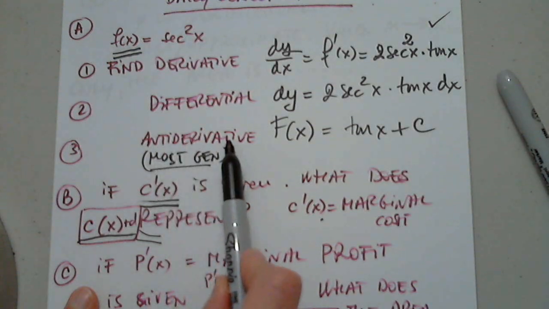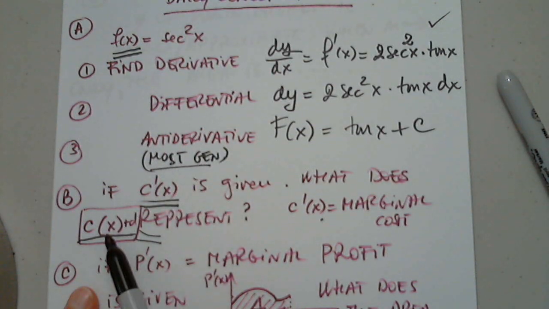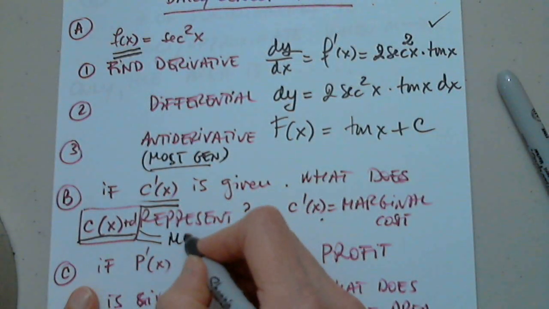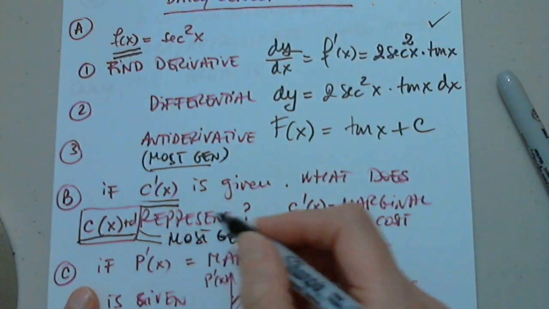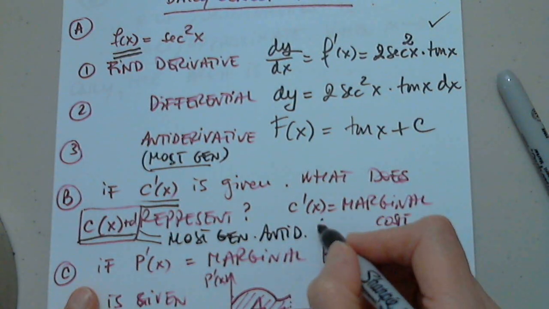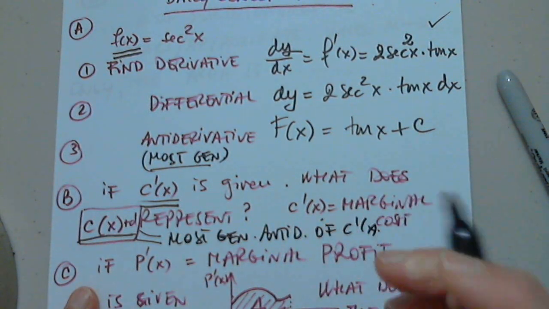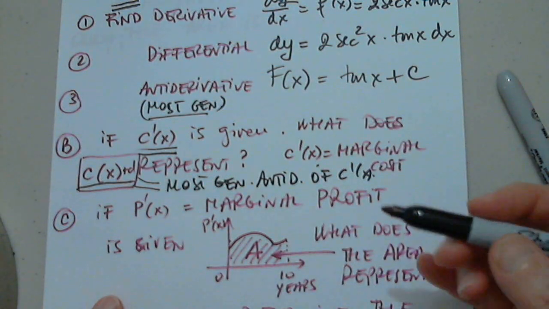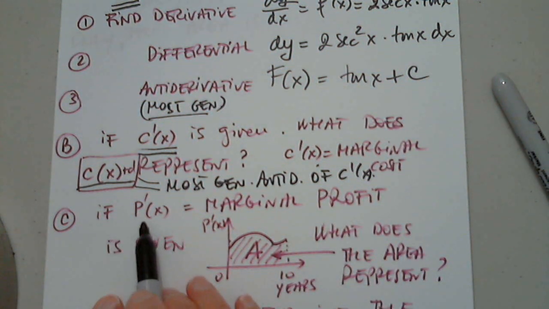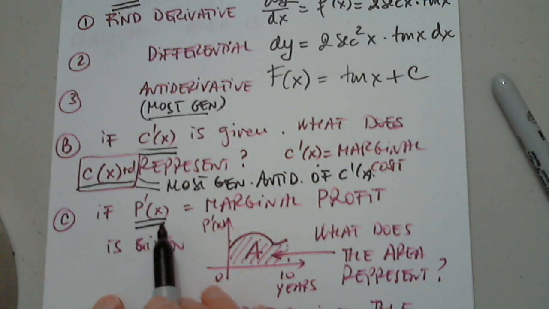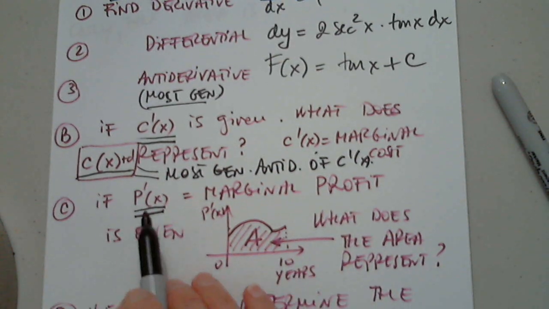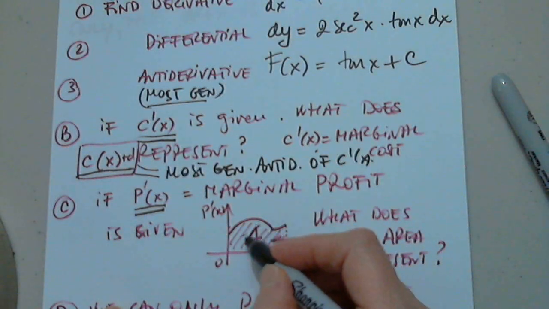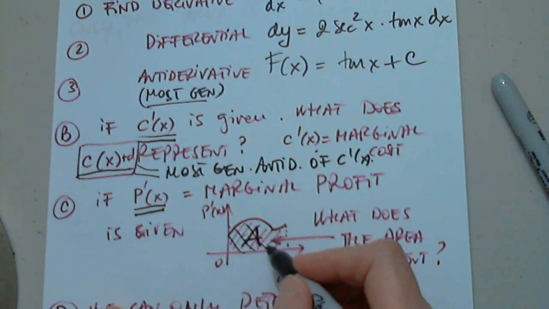This will be the most general antiderivative of the derivative, right? So the most general antiderivative of C prime of x. Perfect. Now you're way ahead of me. This is the question that is next, exactly what you just said. If we're given the marginal profit, but we are not given it, we're given it in the form of a graph, what will this area represent?